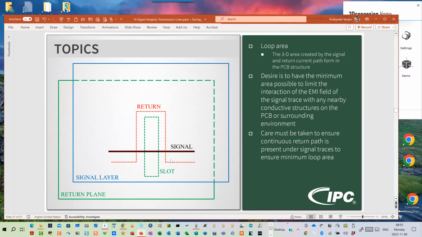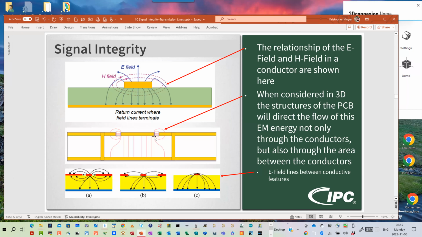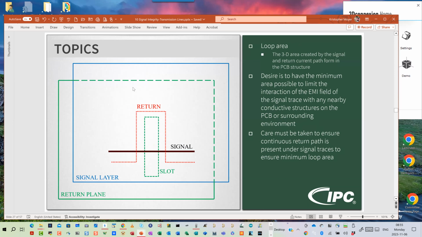Just as a reminder here, that structure can be in any orientation, right? So my loop area can be a conductor to the side, a conductor below, and so on. I'm basically trying to create this structure right here. I have my conductor on one side, I have my plane below it, and I'm trying to minimize the loop area I'm primarily concerned with here, that we're going to talk about, okay?